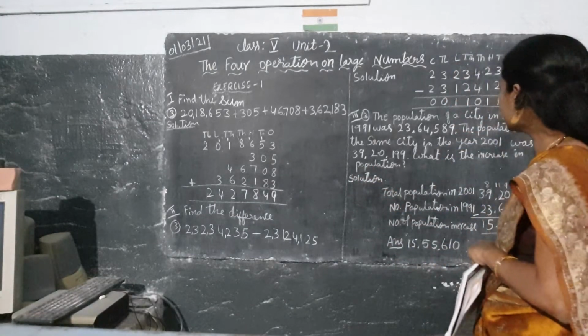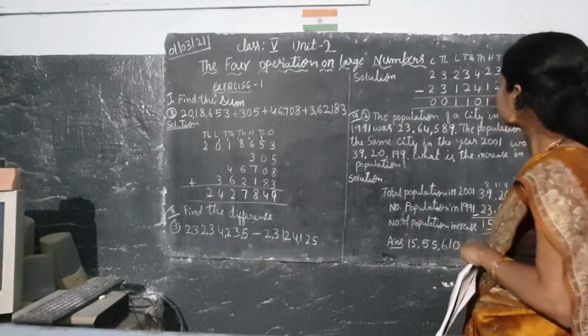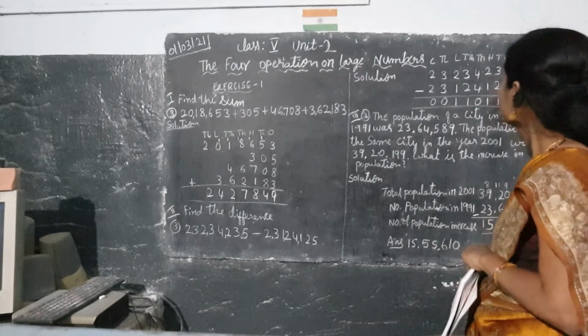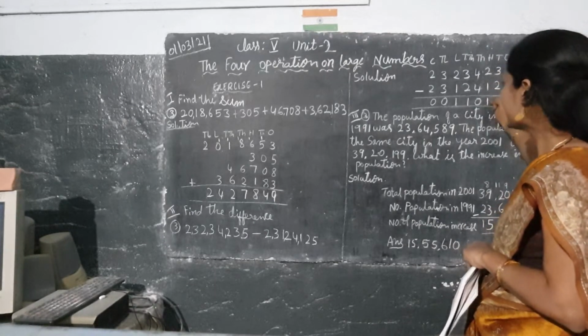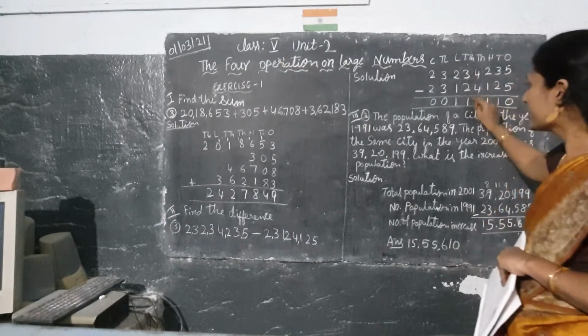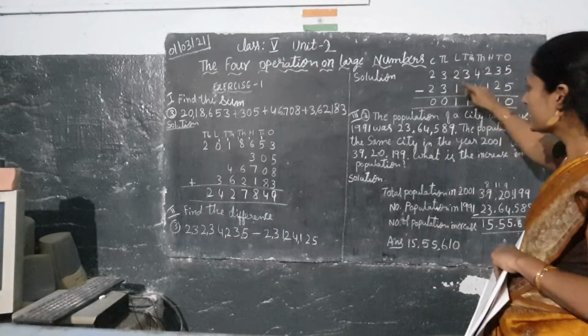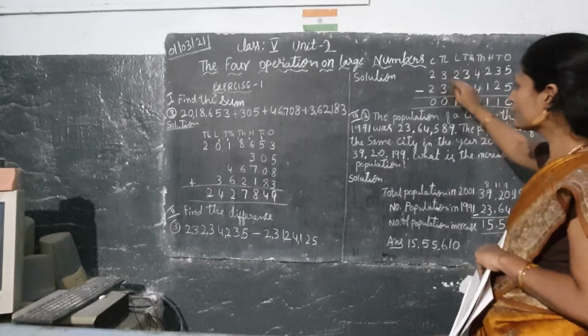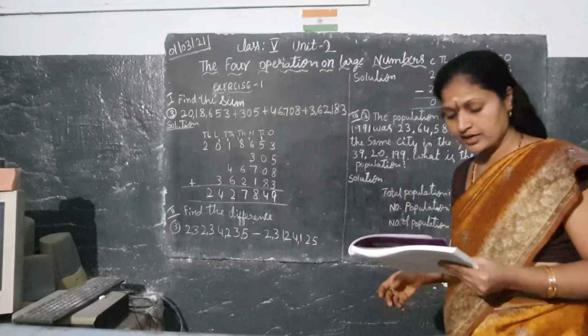See, 5 minus 1, 0 you will get. 3 minus 2, 1 you will get. 2 minus 1, 1 you will get. 4 minus 4, 0 you will get. 3 minus 2, 1 you will get. 2 minus 1, 1 you will get. 3 minus 3, 0. 2 minus 2, 0. Then like that only you have.